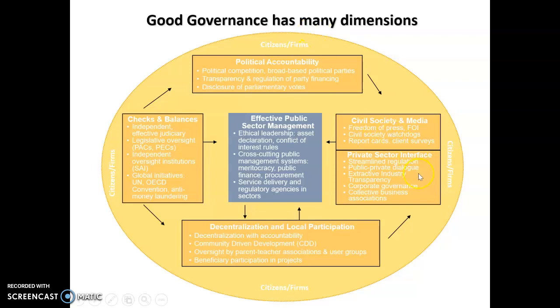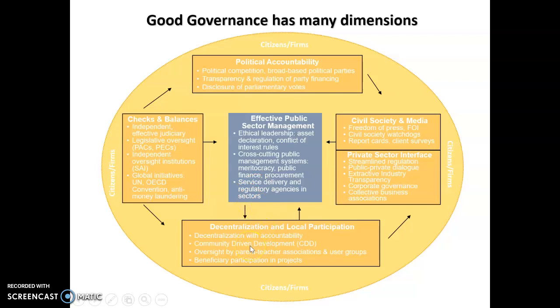Then we have civil society and media: freedom of press, civil society watchdogs and report cards, client surveys. Then the private sector interface: streamlined regulations, public-private dialogue, extractive industry transparency, then corporate governance, then collective business associations.